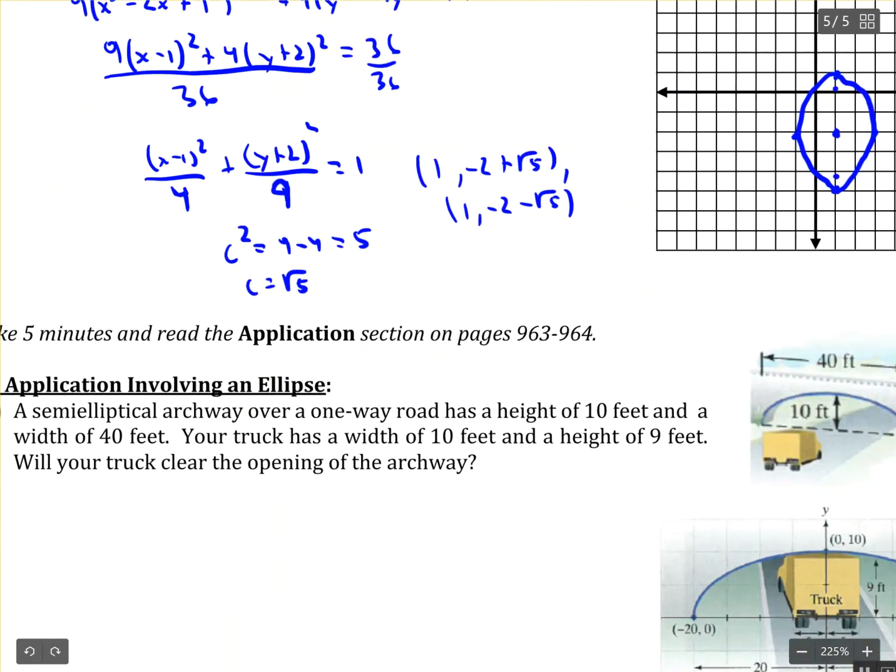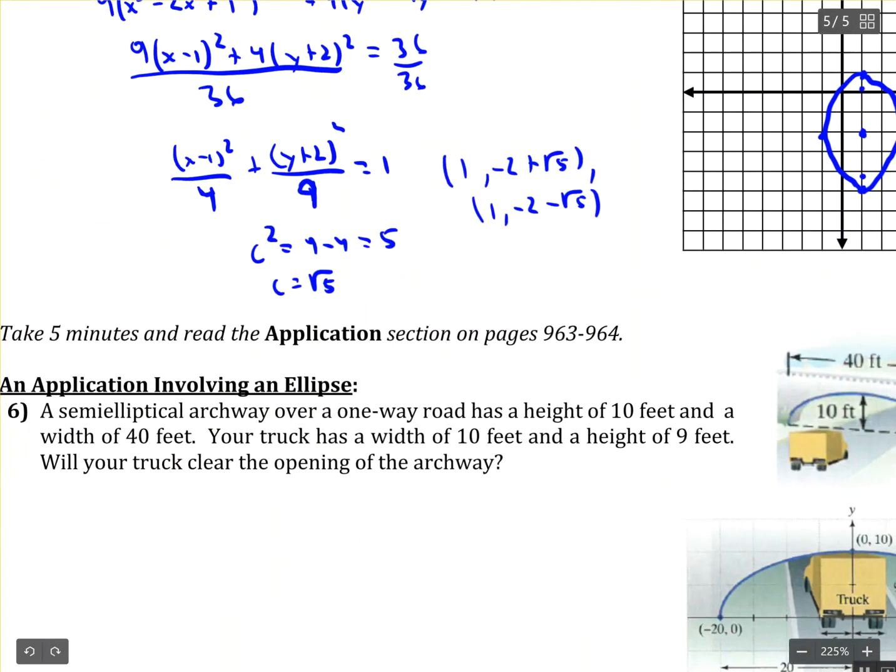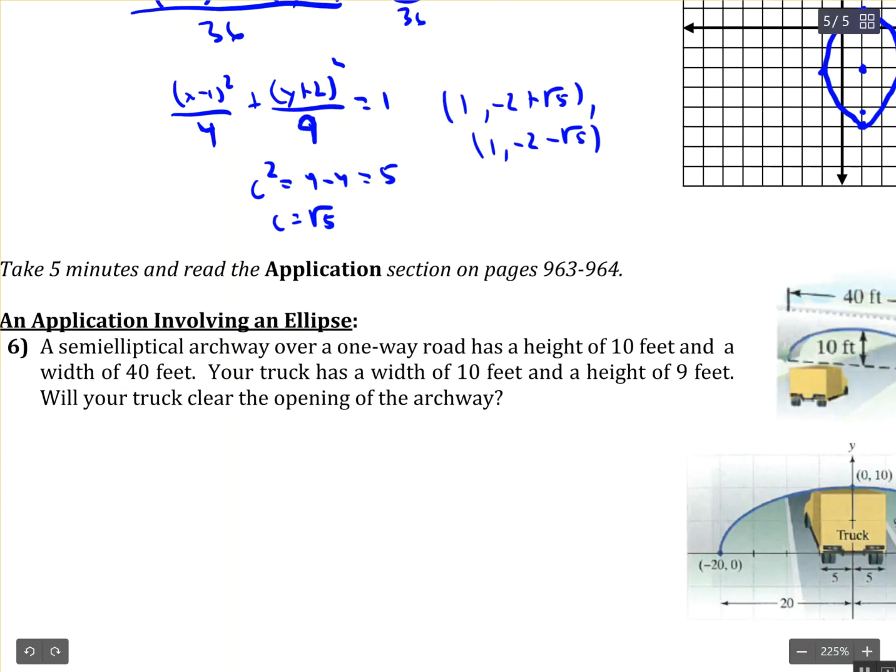So again, take 5 minutes to read the application section on pages 963 and 964. But basically, one of the big things is the orbits of the planets around the sun, and the sun would be located at one of the foci in that case.